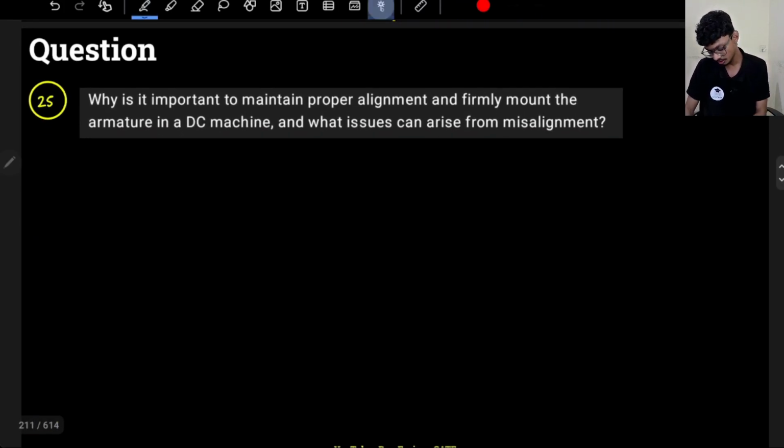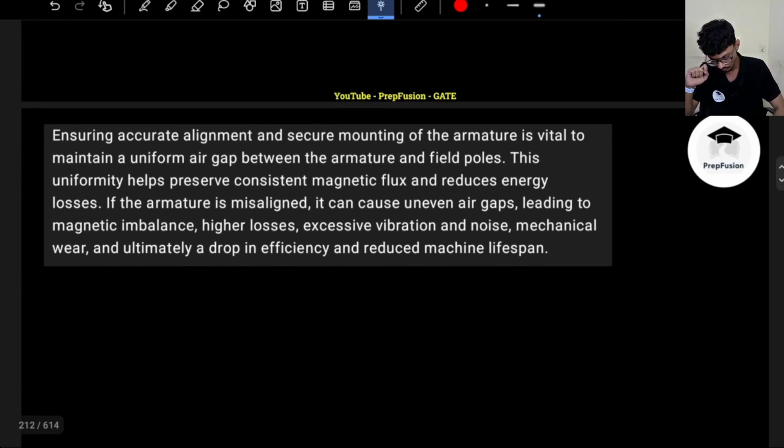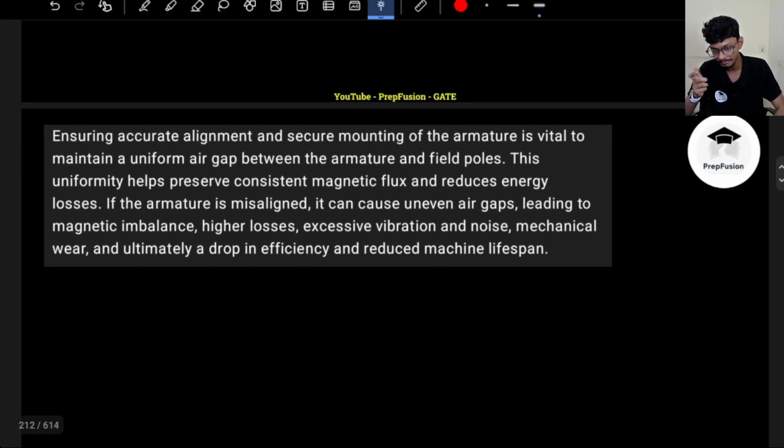Now, why is it important to maintain proper alignment and firmly mount the armature in a DC machine? What issue can arise due to misalignment? Due to misalignment, the air gap is not uniform anymore. If the air gap is not uniform, reluctance changes. If the reluctance changes, the flux density will not be uniform across different positions of the armature.